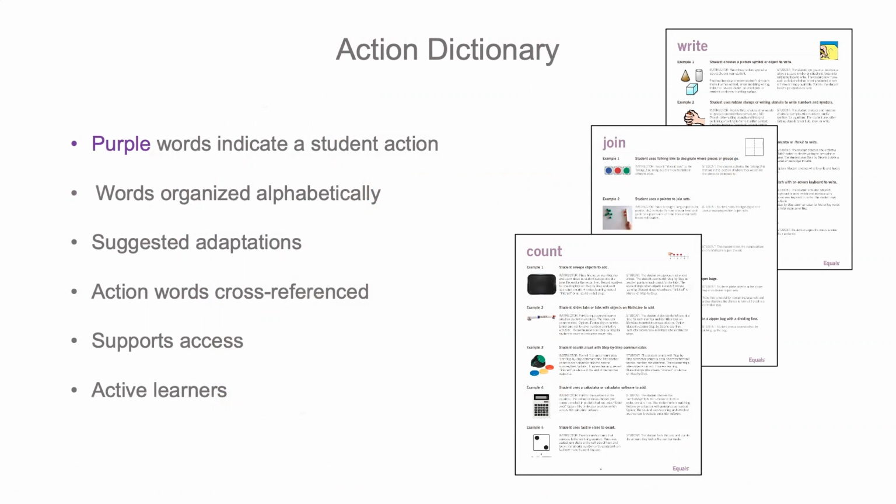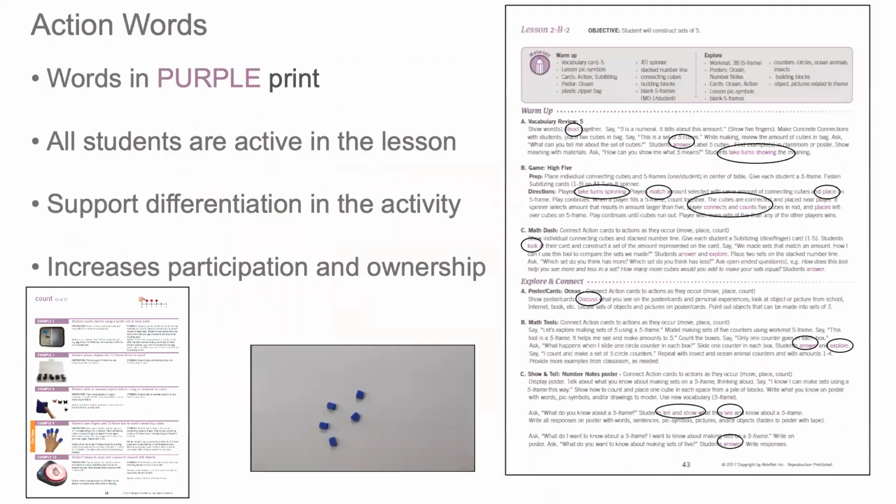The Action Dictionary provides differentiation for students during the lessons by providing suggested adaptations for actions that students are asked to perform. As you begin reviewing the Equals lessons, you're going to notice that there are certain words in a purple font. These are considered student action words that students are meant to complete to be an active learner during your lesson. As you begin to read the lessons and find yourself wondering, how will my student complete these words during the activity? This is the time that you want to reference the Action Dictionary.